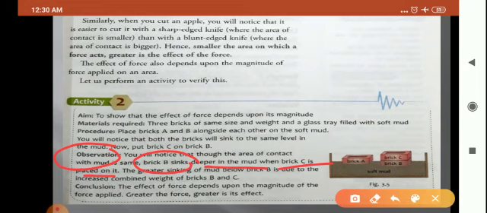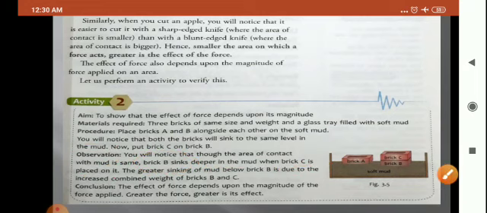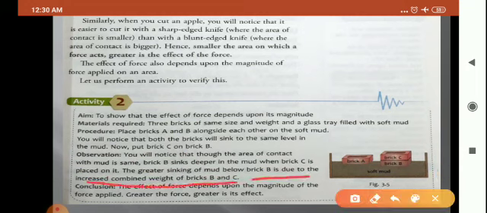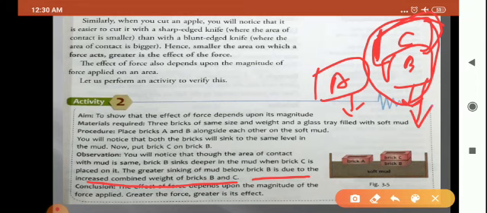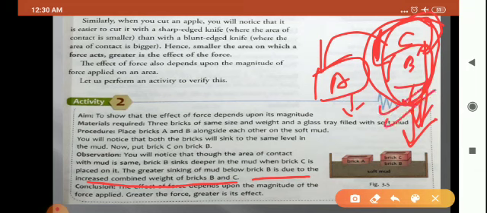And this greater sinking of mud below brick B is due to the increased combined weight of brick B and C. So here initially we were keeping a single brick on the soft mud, A and brick B, so they were sinking at the same level. But as we add more weight over brick B, that is, we place brick C over brick B, we are increasing the force, and hence this portion of the brick will sink more as compared to brick A, and hence the effect of the force will be more on this side.